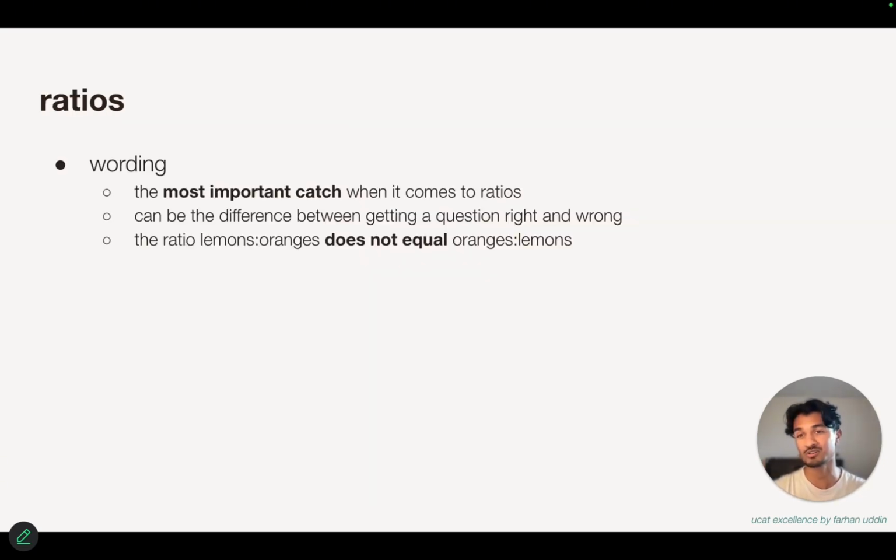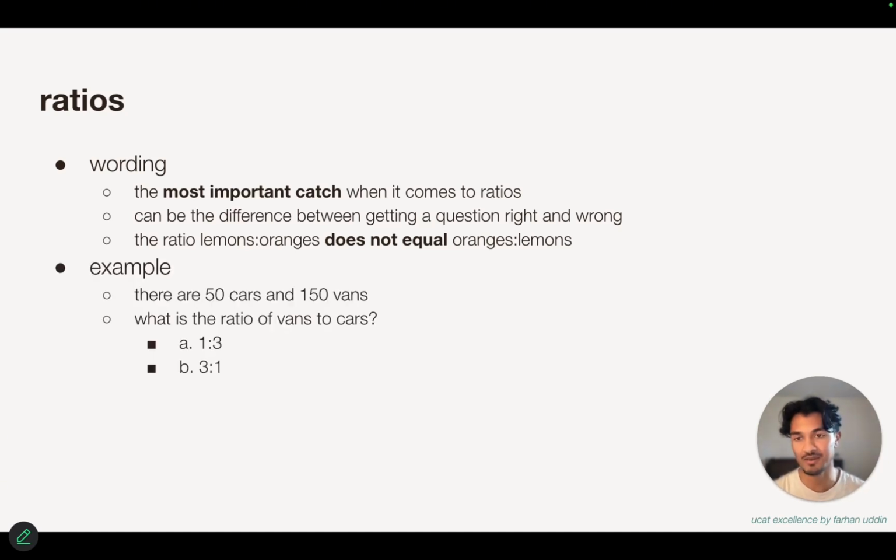So when it comes to ratios, the only real important thing to note is the wording. This is where most people get caught out. It can be the difference between getting a question right and wrong, even though you knew the maths behind it. And here's the key, right? The ratio of lemons to oranges does not equal the ratio of oranges to lemons. Or in other words, the order matters.